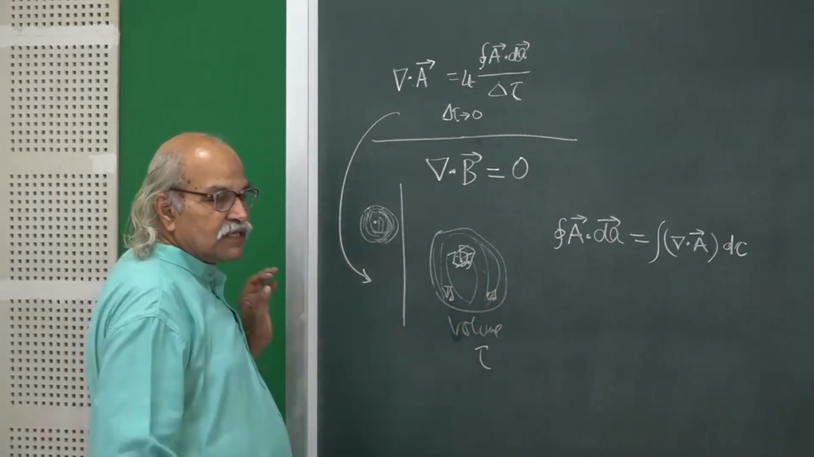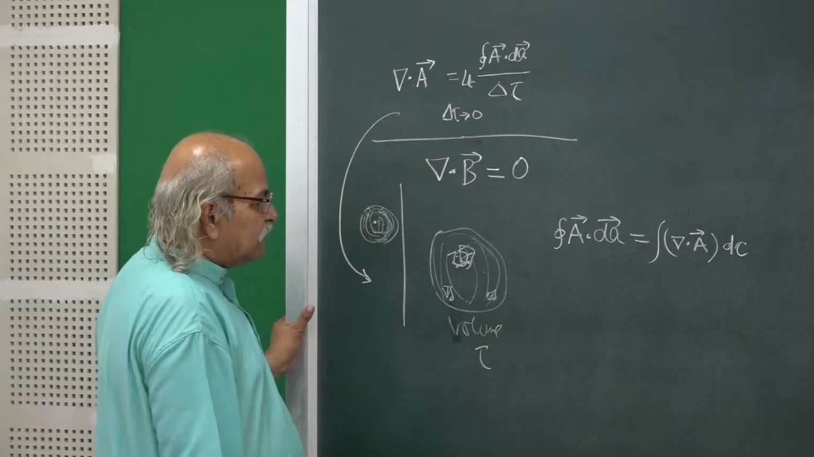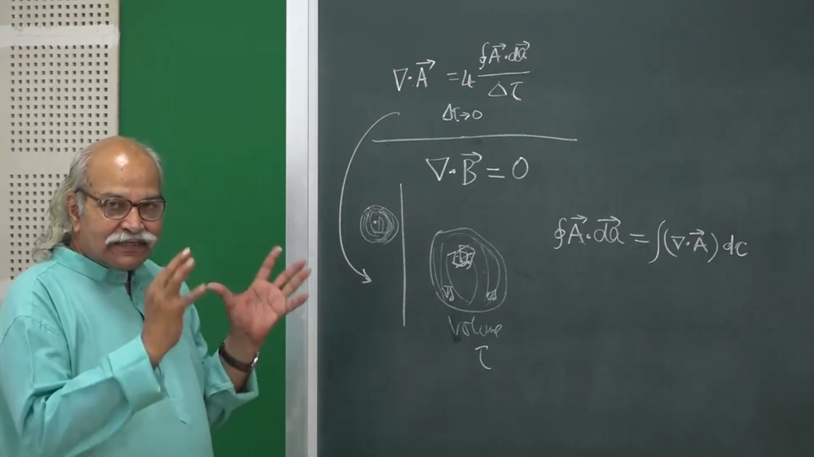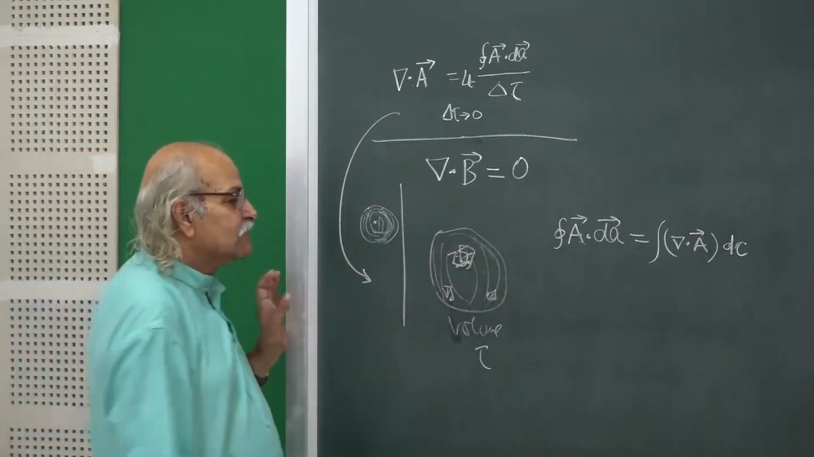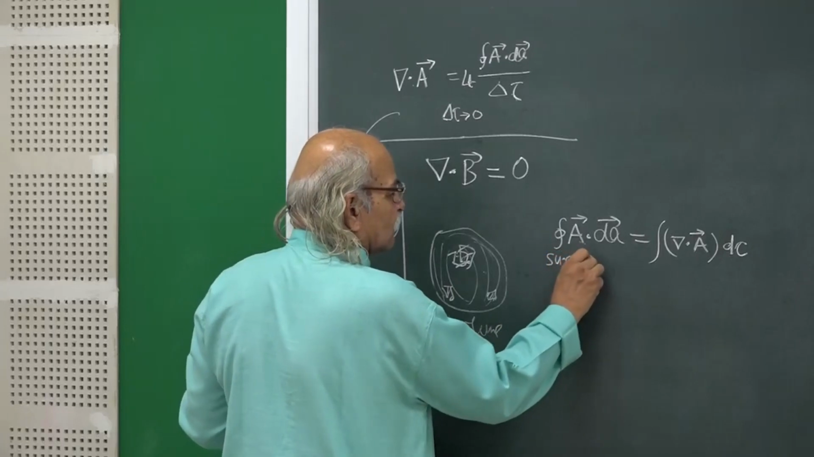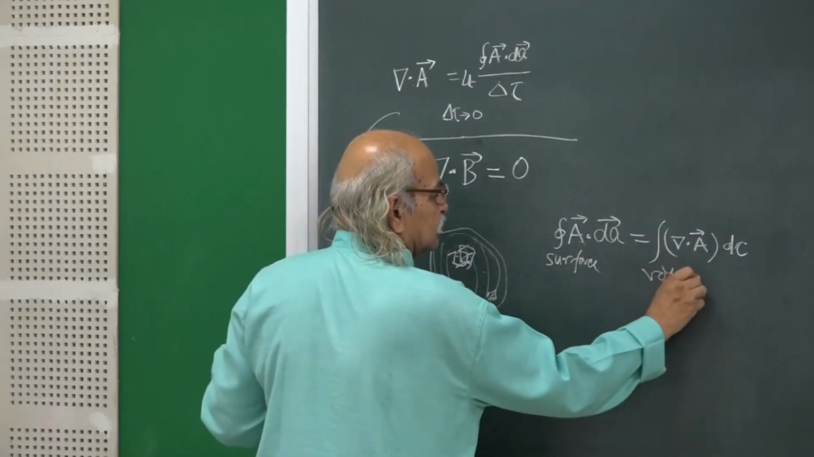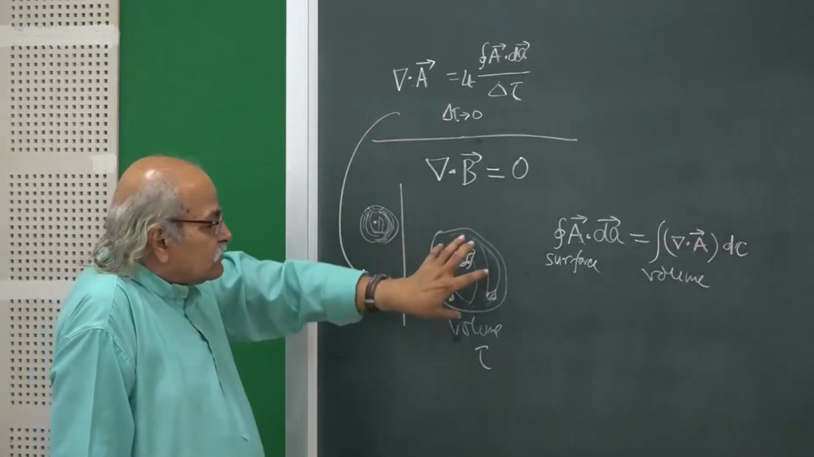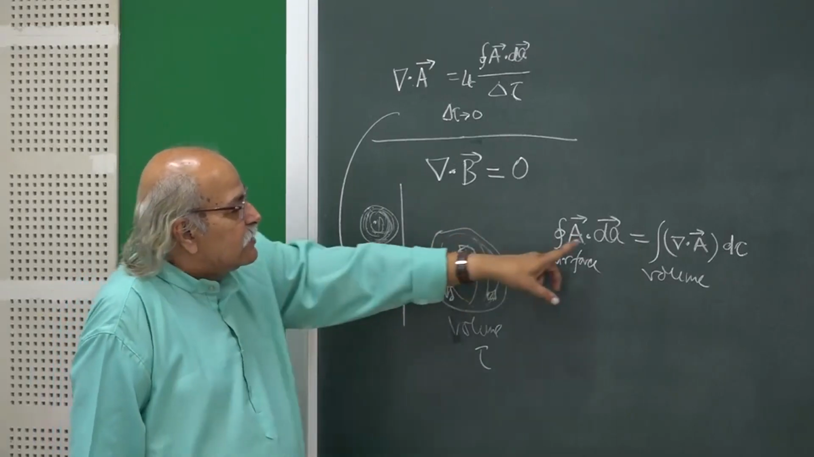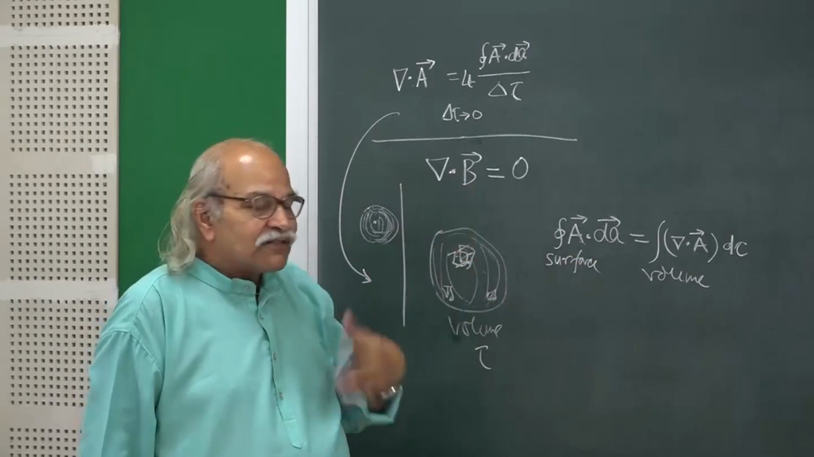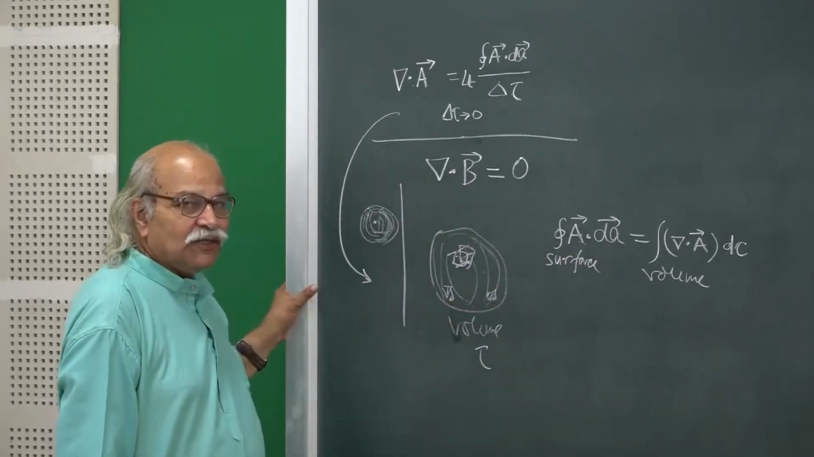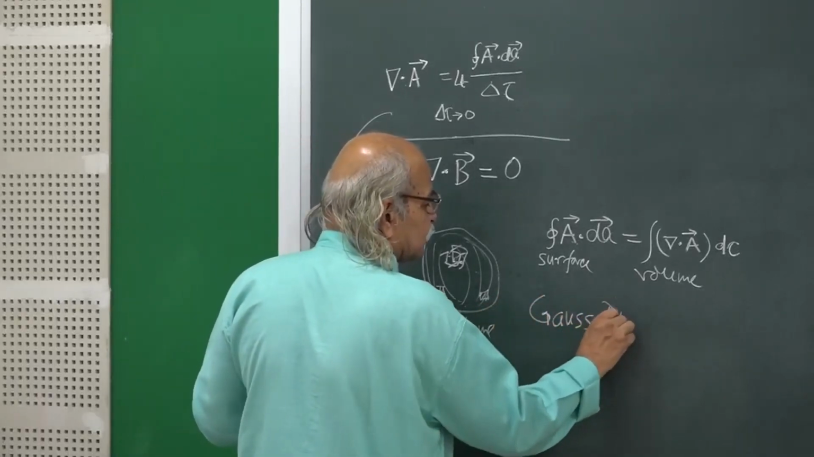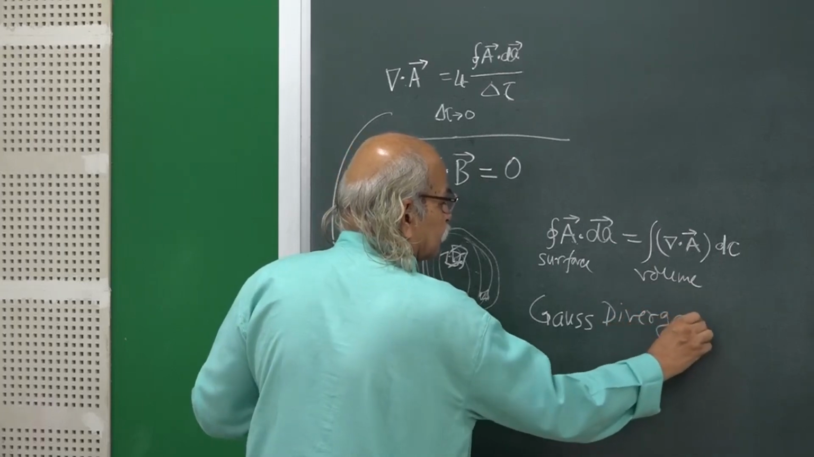of this volume, the outer surface, and on that surface you construct this A dot dA, and then integrate over the entire closed surface. So, this is a surface integration, and this is a volume integration, where you take d tau inside the starting volume that you had taken, and here you take dA, the surface of that, and these two are always equal. And this theorem is known as Gauss divergence theorem.